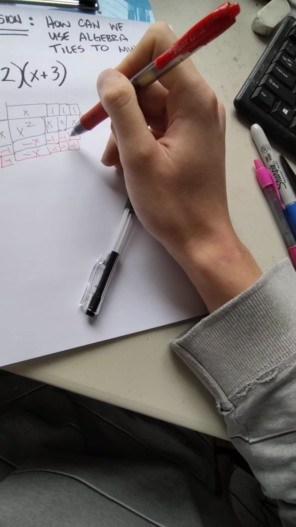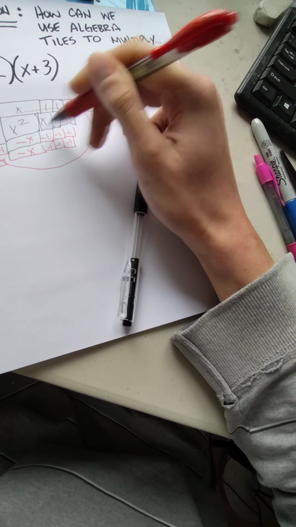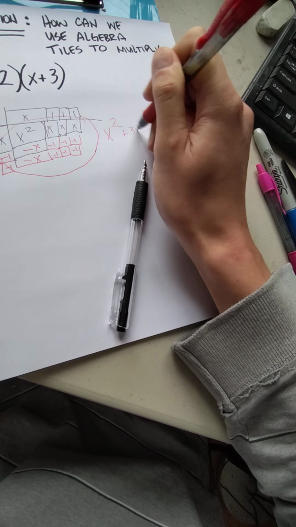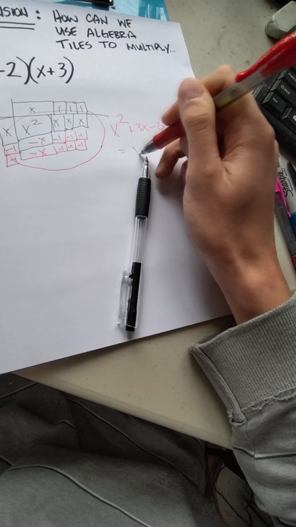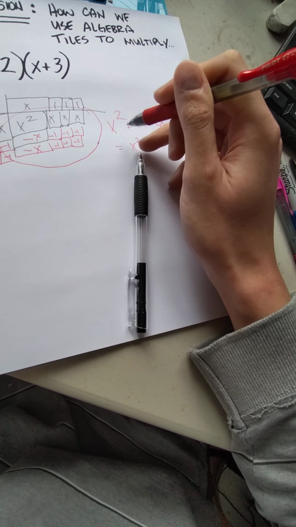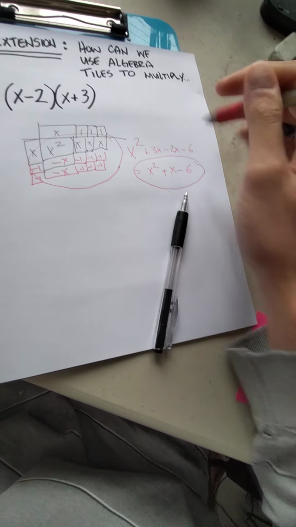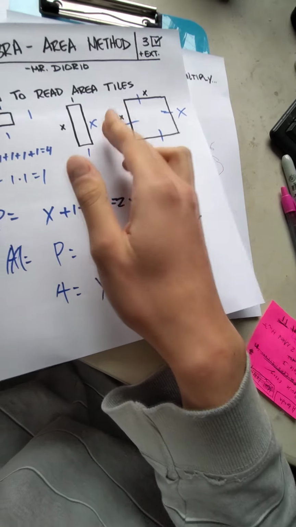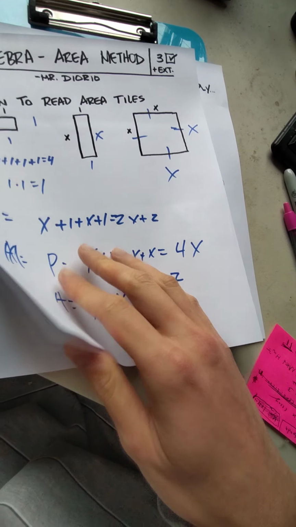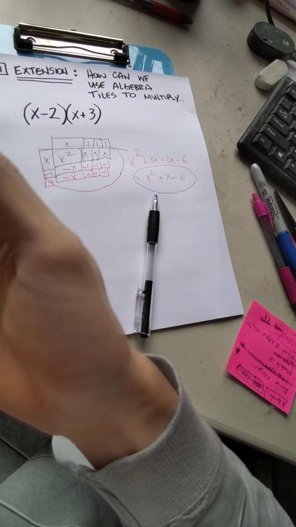Okay, and then simple. After this, we add up all these inside, so it's x squared plus 3x minus 2x minus 6, so it equals x squared plus x minus 6. And that's how you do it. Now for the area method, there are many ways you can do it using tiles, but this is how I do it. It may be a bit more complicated than how he did it in his lecture, but this is how I did it.